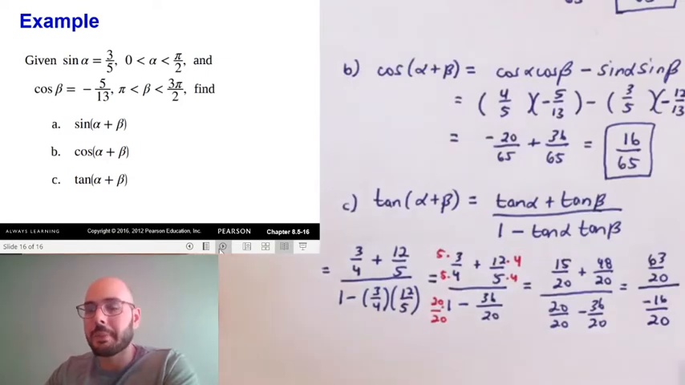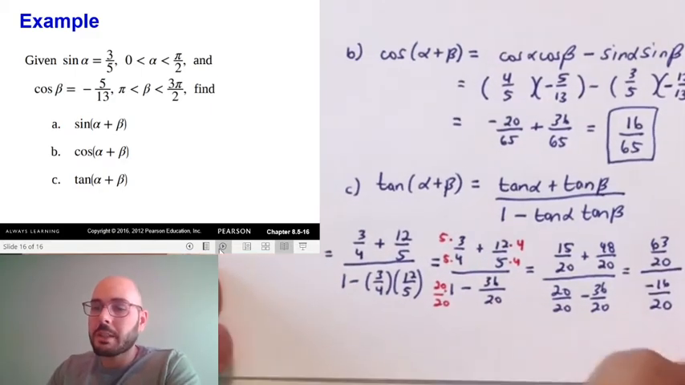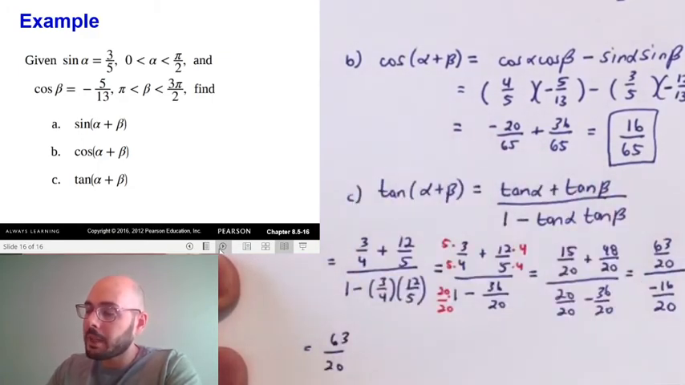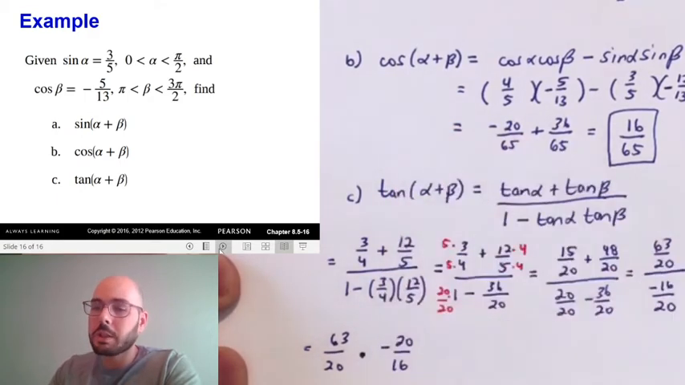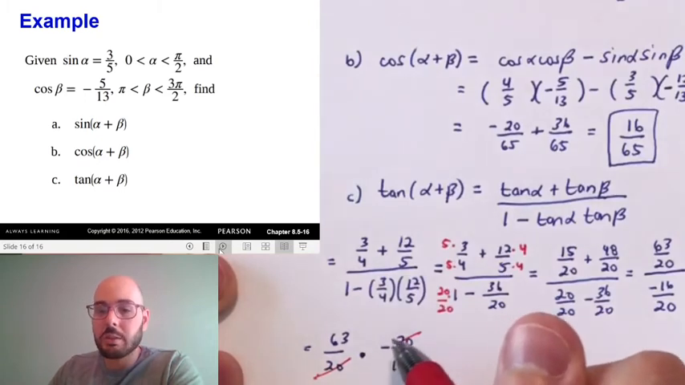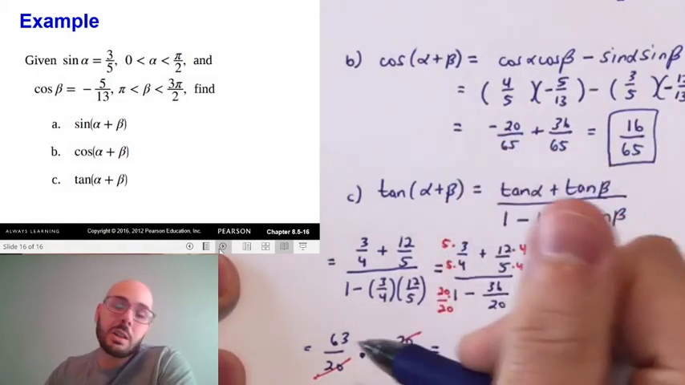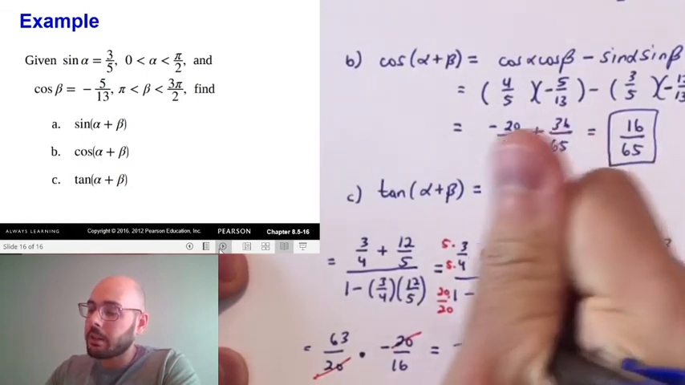We're almost done. Our last step really is to KFC. We have a fraction divided by a fraction, so we're going to keep, flip, change. I'm going to keep the top the same, so this is going to be 63 over 20. I'm going to flip the bottom, it's going to become negative 20 over 16, and this changes to multiplication. So that was KFC. We can simplify, so the 20s will cancel. The negative is still there though, so don't lose the negative. And I believe that's all we can do, so we can multiply straight across. It's going to be a negative 63 on the top and a 16 on the bottom.